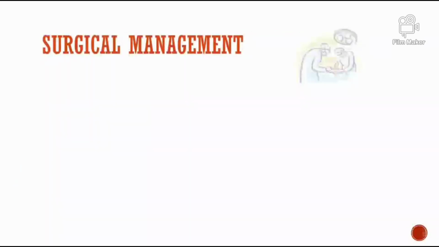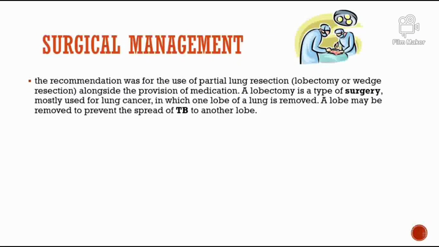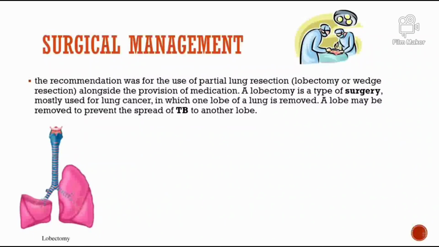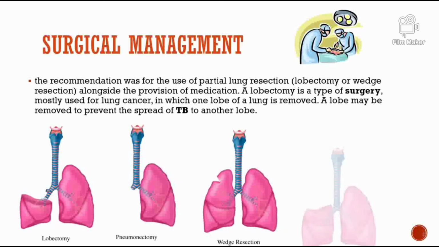The surgical management of tuberculosis: the recommendation is for the use of partial lung resection, lobectomy, or wedge resection alongside the provision of medication. A lobectomy is a type of surgery mostly used for lung cancer in which one lobe of the lung is removed, and a lobe may be removed to prevent the spread of TB to another lobe. These are the surgeries that can be done: the lobectomy, pneumonectomy, wedge resection, then the segmentectomy.